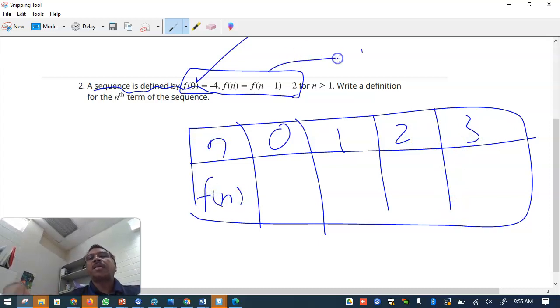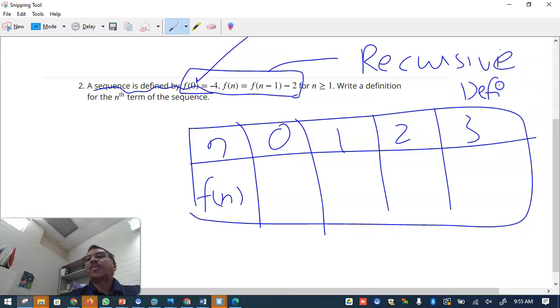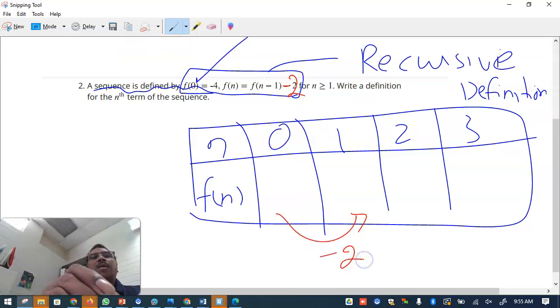Now you're given the recursive definition. Any term at any position is always the previous one, and either you add or subtract. But this time you're given minus 2. What that means is you're taking away minus 2. So you have a first number that starts with negative 4 and then you go down by minus 2.